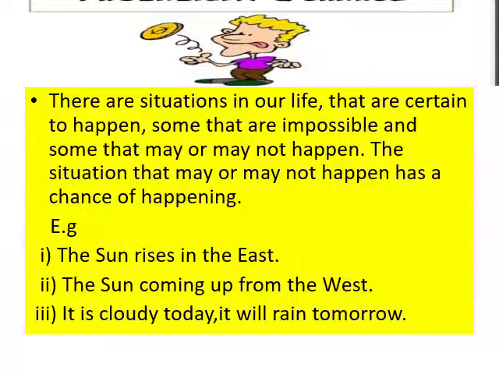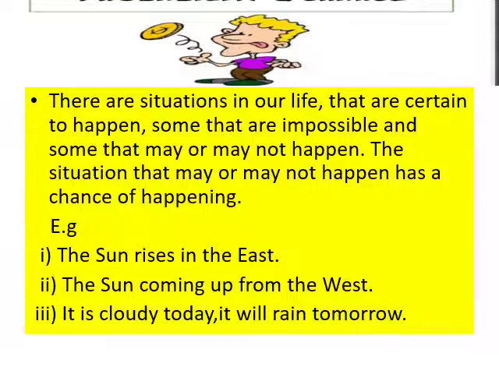So children, sometimes you observe these situations in your life. There are certain things which are going to happen by hook or crook. That is, like the sun rises in the east.